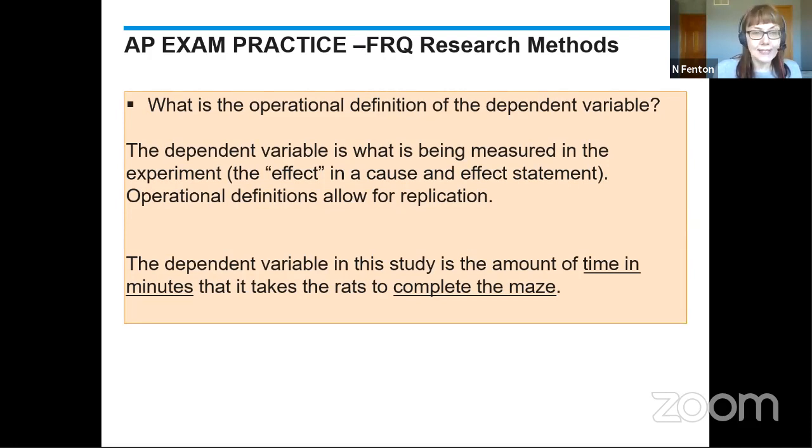So with something like this, a rat's going through a maze, it's easy to come up with like time in minutes or seconds. If it was dance better, that's a little bit more abstract, but you would still have to make it measurable. Dance better as measured by fewer errors in Dance Dance Revolution, or how well they danced based on a scale of 1 to 10 from a dancing judge. So you need something specific and measurable.